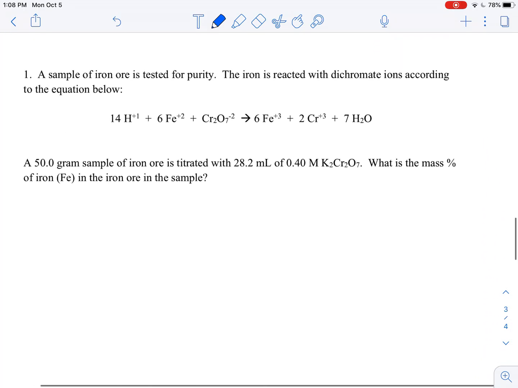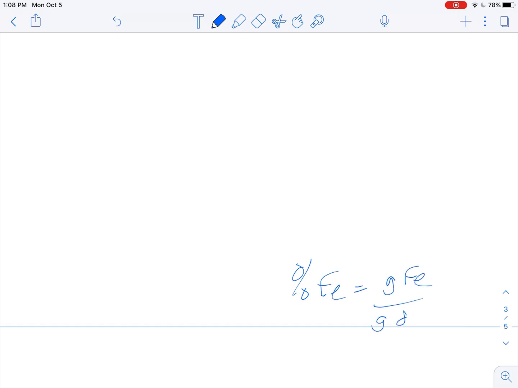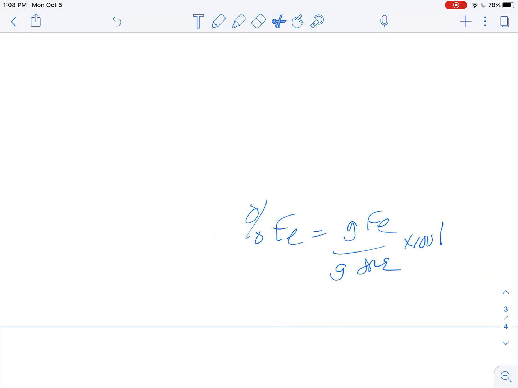All right, a sample of iron ore is tested for purity. You run it through this equation here. You've got a 50-gram sample of iron ore that's reacted with a certain amount of those things. What is the mass percent of the iron in the iron ore sample? So I'm going to come all the way down here and write down that the percent of iron is going to be the grams of the iron divided by the grams of the ore times 100%. Again, that's our percent purity equation. Now, they were supposed to have given you this, and they were supposed to tell you that it's an ore.